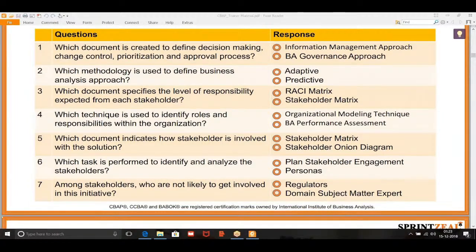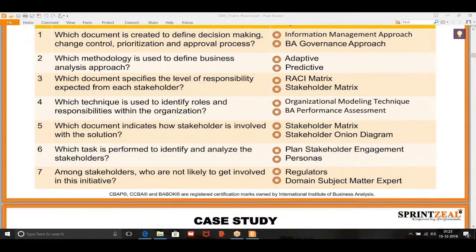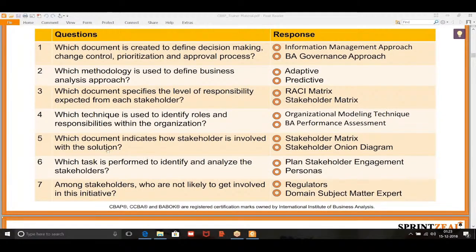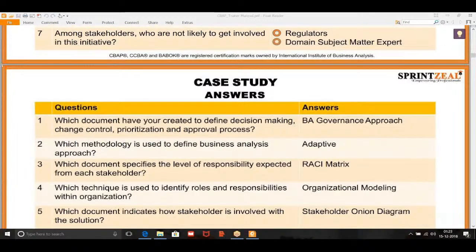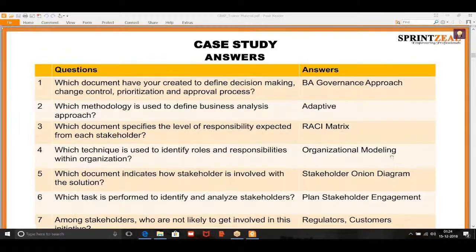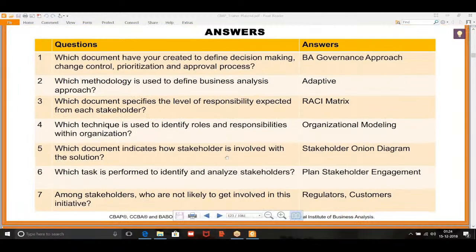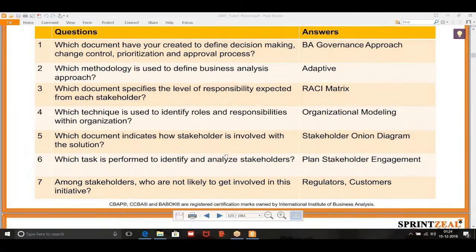Which task is performed to identify and analyze the stakeholders? I said personas. Among stakeholders who are not likely to get involved in this initiative, I would say regulators. Okay, so let's see. BA governance, adaptive, RACI, you were right. Organizational modeling, you were right. They say stakeholder onion diagram and plan stakeholder engagement.